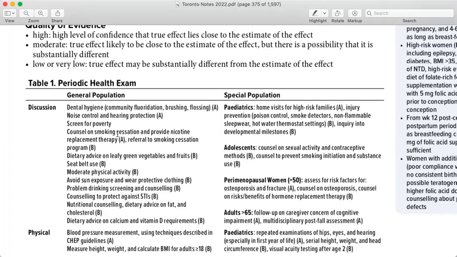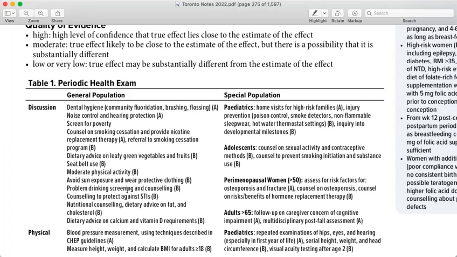Then counsel on smoking cessation, as in first hand contact or as in second hand contact. Provide nicotine referral to the smoking cessation. Not everyone needs smoking cessation counseling referral. Then dietary advice on leafy vegetables and fruits, because if somebody needs it and if somebody doesn't need it. And seat belt use, moderate physical activity, avoid the sun exposure, and wearing protective clothing.